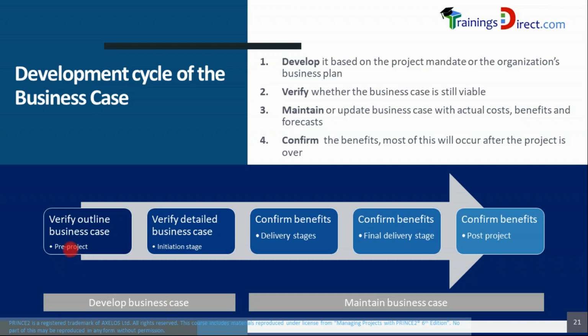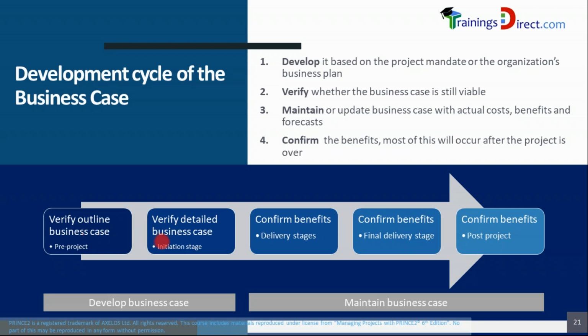So in the pre-project phase, when the starting up of project process happens, the business case development begins. At that point, the business case is developed by the executive and is also verified by the executive along with the senior user and the senior supplier, if they are available. Therefore, the develop and verify happen very quickly during the initial pre-project timeline of a project. Verify means whether the business case is still viable. So in the beginning, it'll be checked whether it is worth investing in the project.